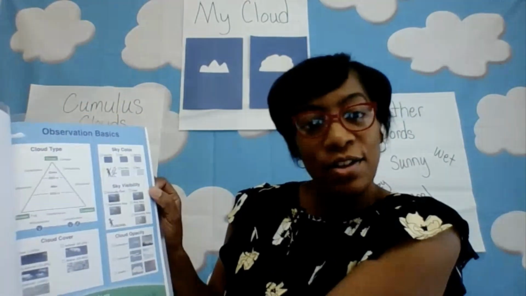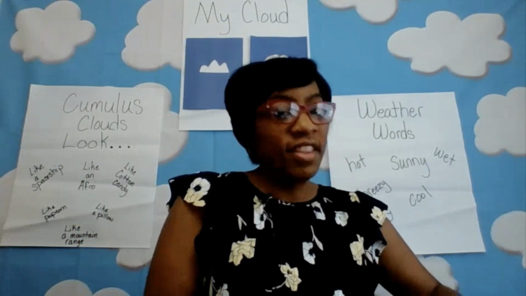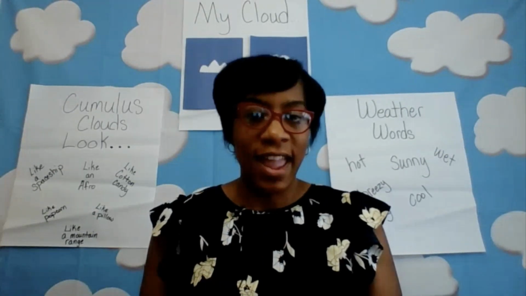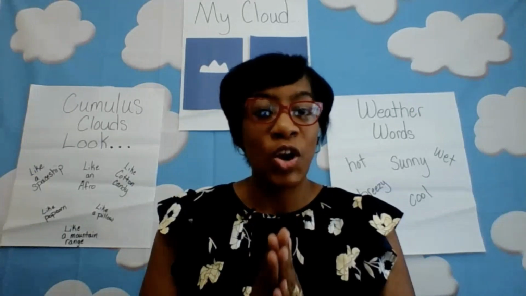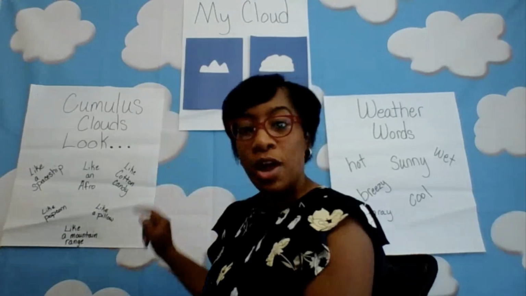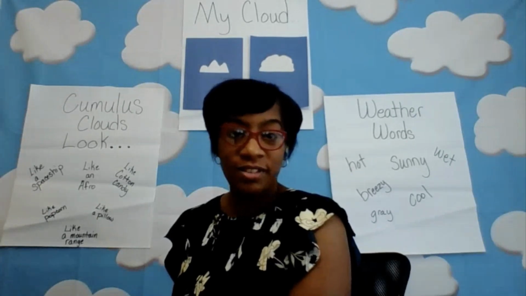The cloud identification chart is going to help you show your child or your student the different types of clouds, and you will get to review observation basics such as sky color and sky visibility. Now, once you finish reviewing your book and the chart, you're going to actually start on your cumulus cloud look activity. For this activity, you have your students give you the descriptions that they use to describe their clouds.